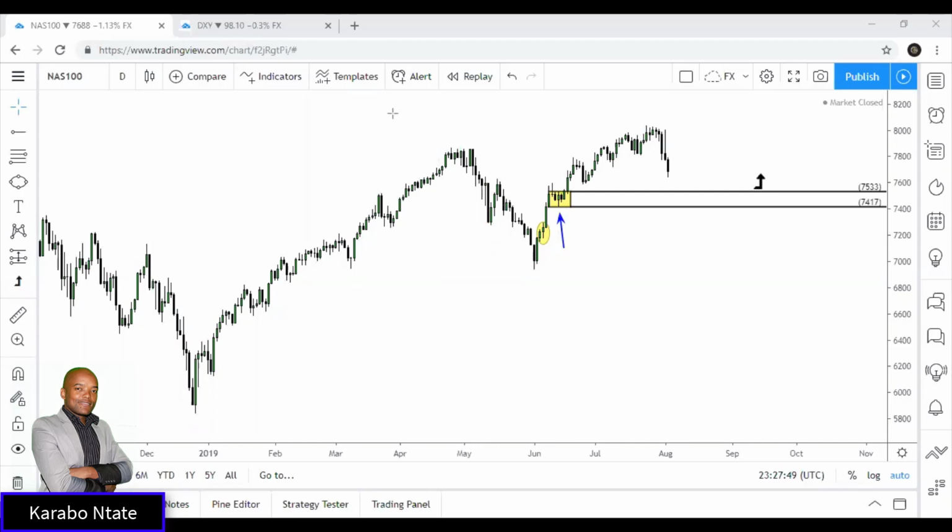Now the second opposing area, a demand zone, which I'm looking at, is this zone over here. So if price does push into this demand zone, I am looking to take a long opportunity where I believe that these highs will also be taken out too. So, nice long on the NASDAQ.